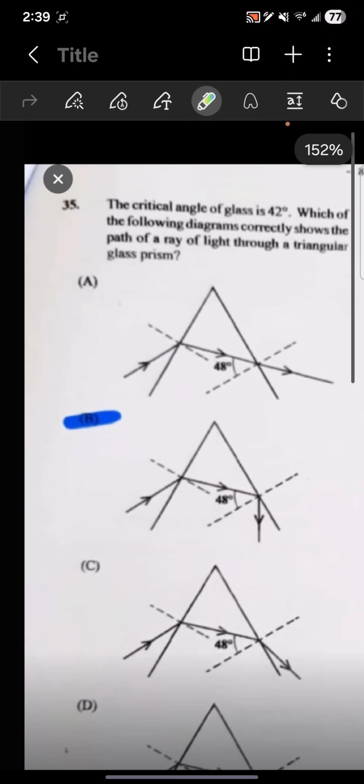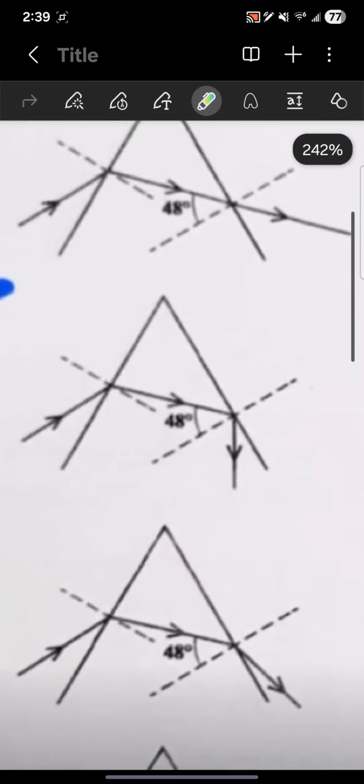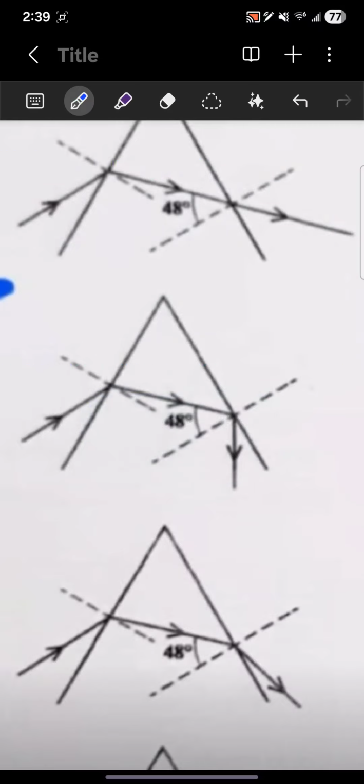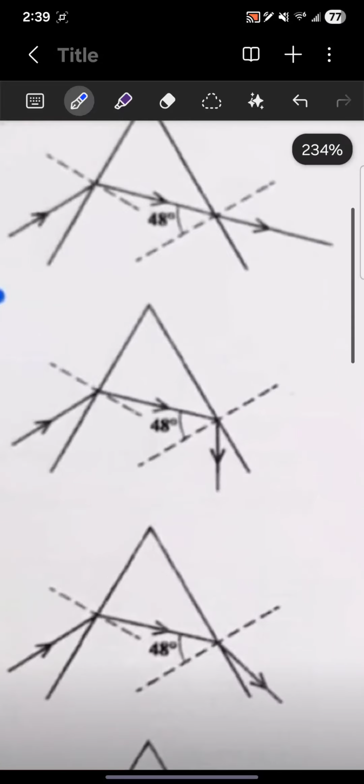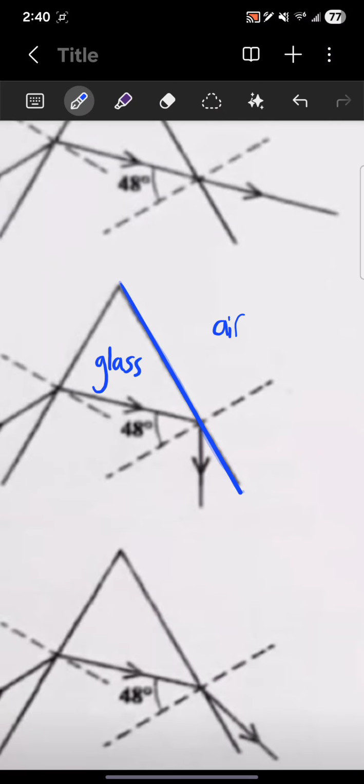So in this diagram, they're saying that the critical angle of glass is 42 degrees. So what does that mean? The first thing we should do is we should probably establish what is the boundary line and where is the normal. Over here we have air and over here we have glass. This over here would separate the air and the glass. So that's the boundary line. And this over here, this dashed line, is the normal.